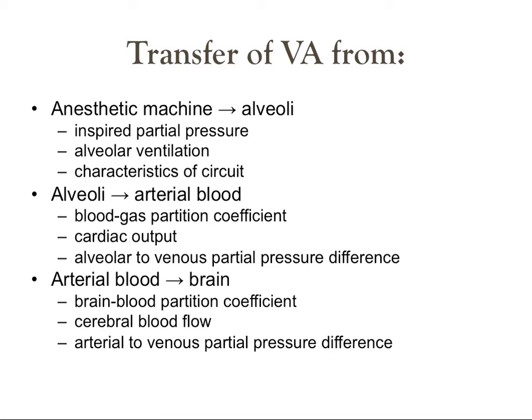So transfer of volatile anesthetic from the anesthetic machine to the alveoli is dependent on the inspired partial pressure, alveolar ventilation, and characteristics of the circuit, as far as how much the agent sticks to the circuit. Transfer of volatile anesthetic from the alveoli to the arterial blood is dependent on blood gas partition coefficient, cardiac output, alveolar to venous partial pressure difference, and transfer of volatile anesthetic from the arterial blood to the brain is dependent on brain blood partition coefficient, cerebral blood flow, and arterial to venous partial pressure differences.